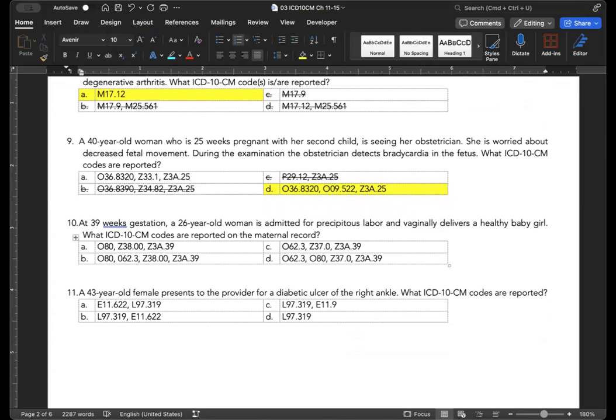Question number 10, we're going to continue with the pregnancy trend. So at 39 weeks gestation, we have a 26-year-old woman who is admitted for precipitous labor and then vaginally delivers a healthy baby girl. So what ICD-10 codes are we reporting on the maternal record? So this, again, is very important to know, that we're reporting on the maternal record. This should be an O, not a 0.